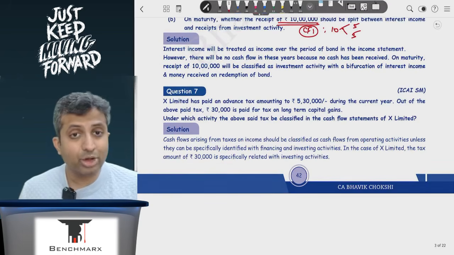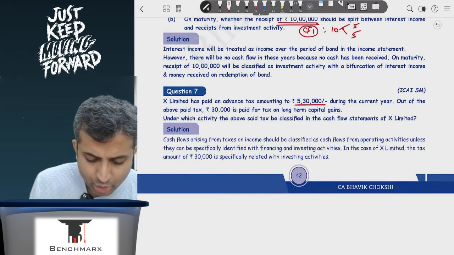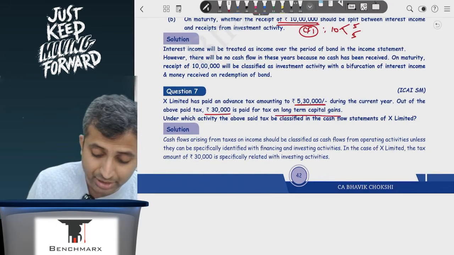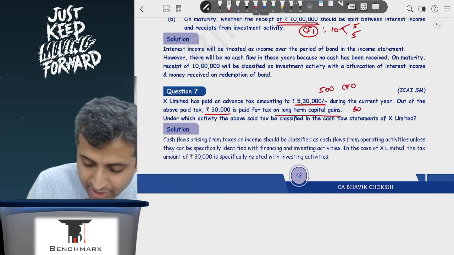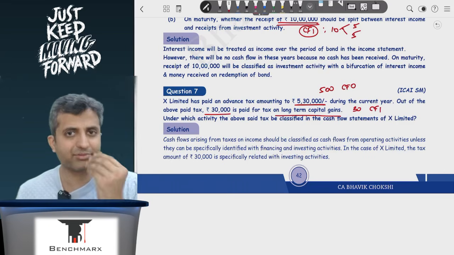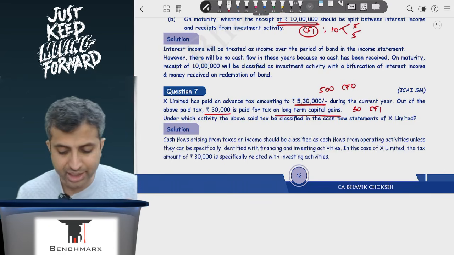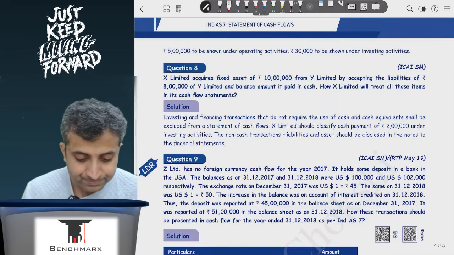Acha, then there is this matter of tax payment. Usually when you pay tax of 5,30,000 during the year, out of which 30,000 is paid for long-term capital gains, in which case I will say 5 lakhs will go as cash flow from operating and 30,000 will go as, let us say, cash flow from investing, because it is on capital gains, which must have arisen at the time of selling, and hence you will take it accordingly. Tax will go where the underlying item is going.